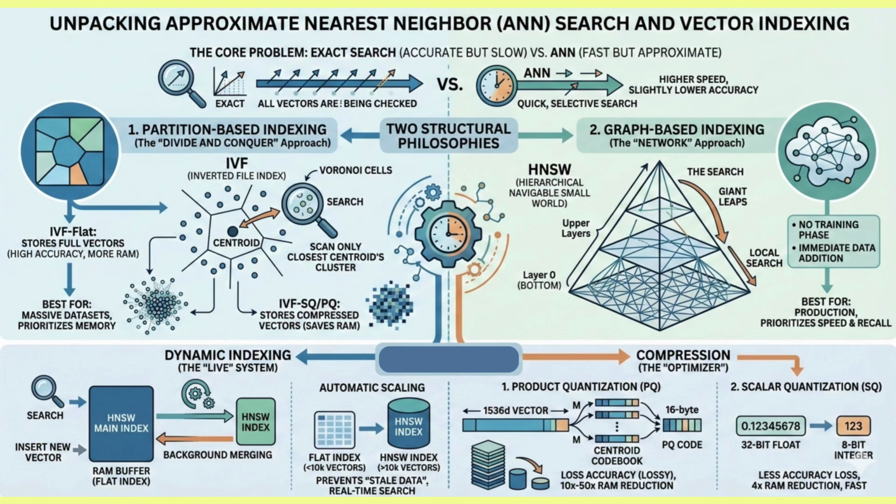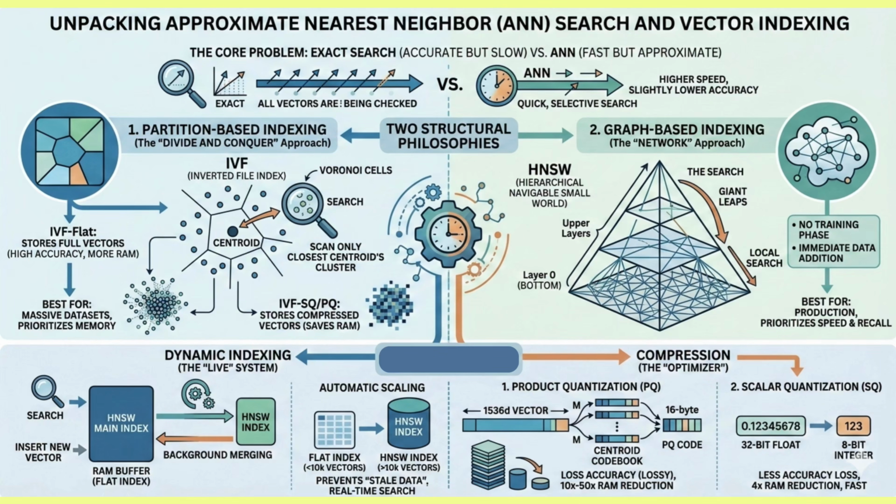So let's talk about IVF, Inverted File Index. This is the most famous partition-based type. It uses an algorithm like k-means to find centroids, which are central anchor points across your data. Every vector in your database is then assigned to its nearest centroid, creating a cluster. Instead of checking every vector, the system finds the one or two centroids closest to your query. It then only scans the vectors inside those specific clusters.